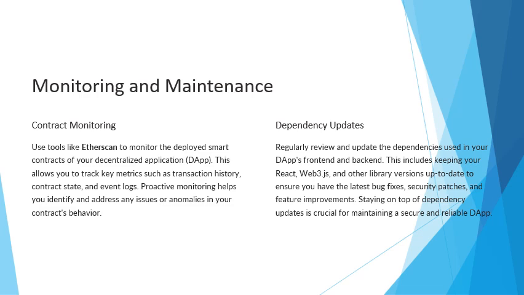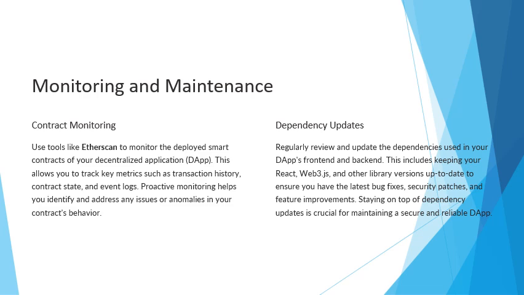Contract monitoring is a very important part in building a DApp. We use tools like Etherscan to monitor the deployed smart contracts of our decentralized application. This allows you to track key metrics such as transaction history, contract state, and event logs. Proactive monitoring helps us identify and address any issues or anomalies in our contract's behavior.